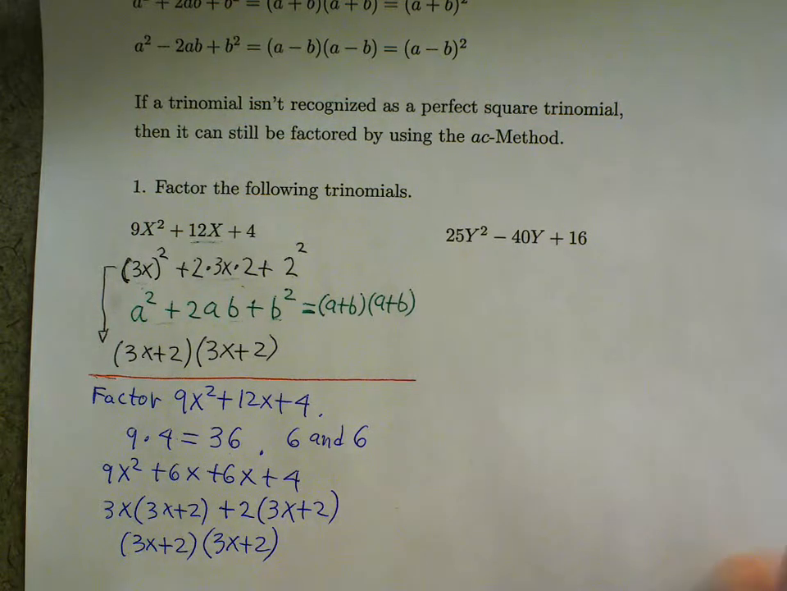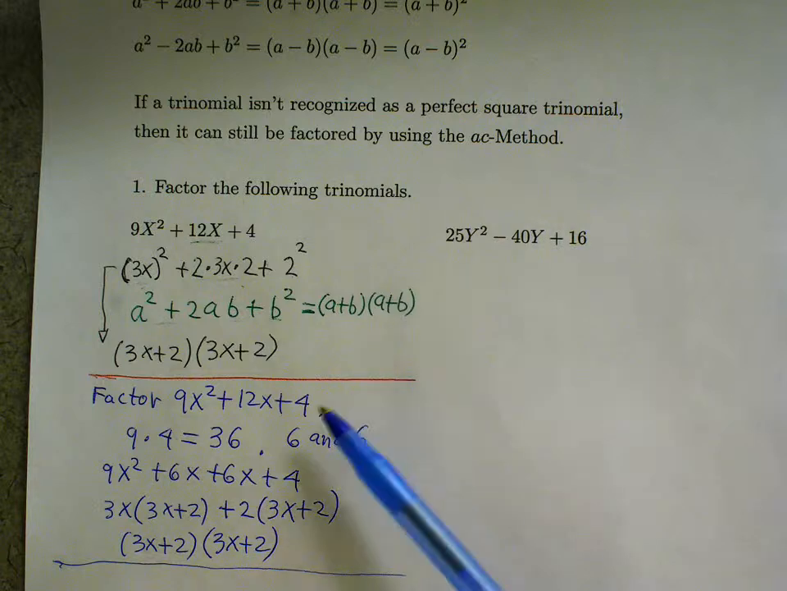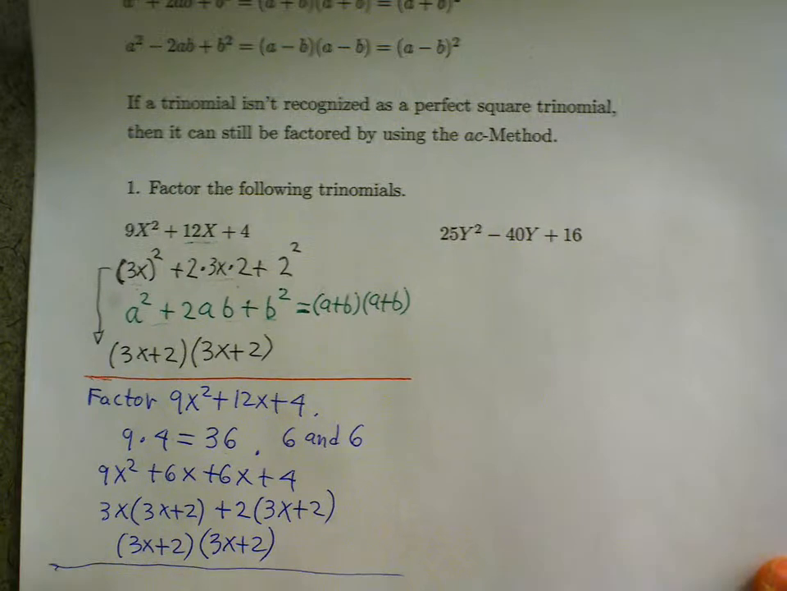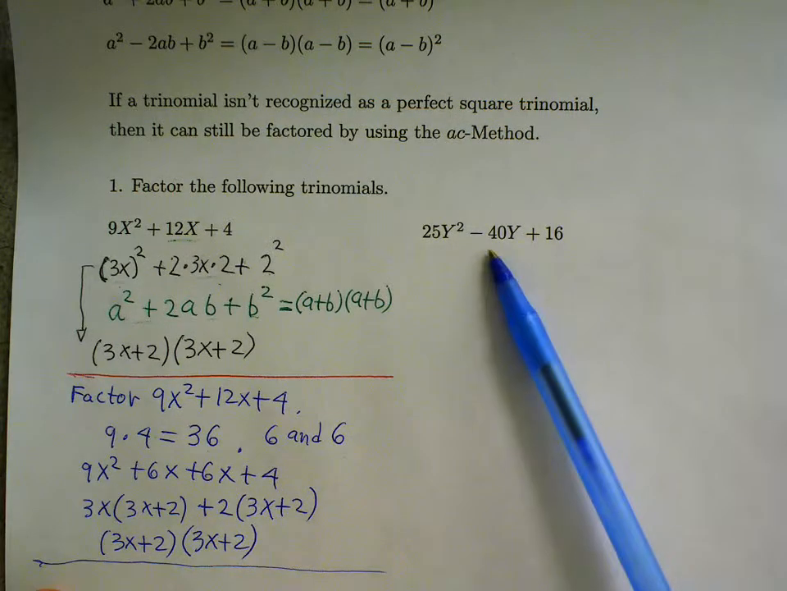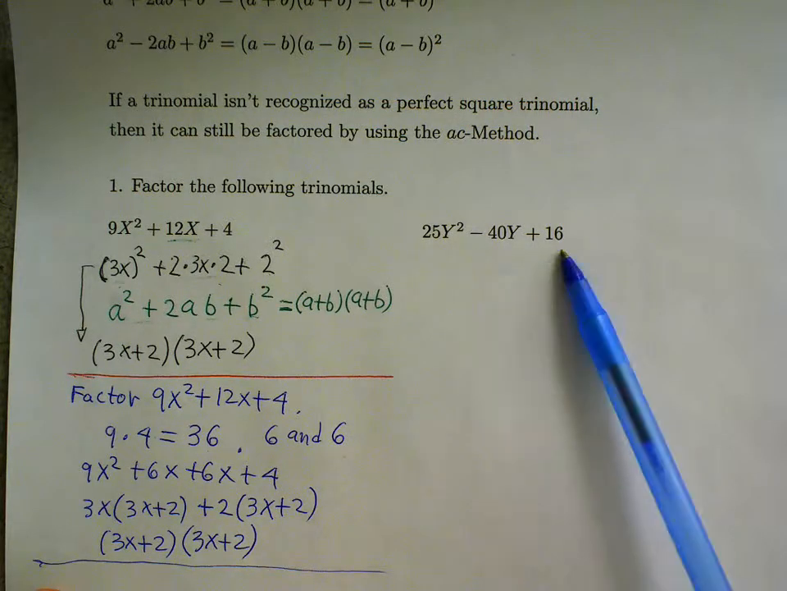Okay, so there's no excuse for not being able to factor a perfect square trinomial, whether you recognize it as a perfect square trinomial or use the AC method. Okay, the next example, 25y to the second minus 40y plus 16.